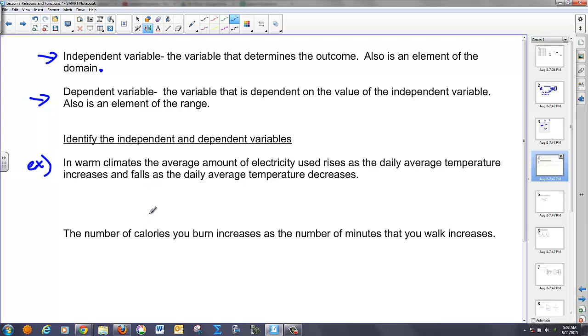So in this case, the electricity depends on the temperature. So the temperature is one thing, and the electricity is another. Electricity depends on temperature. So this here is the dependent. And this temperature is the independent.